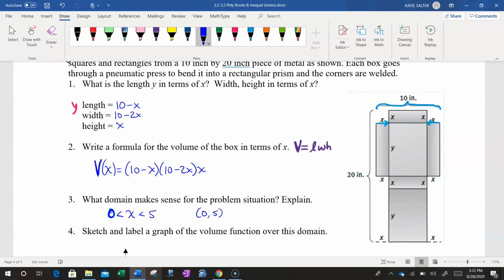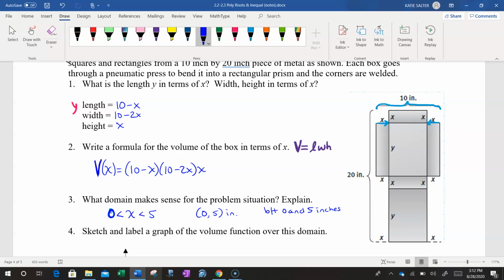So we can say from 0 to 5 inches, or you might want to write it in words, between 0 and 5 inches, but obviously not including either one, because if you actually make it 0, you're going to have no height, and if you make it 5 inches, you're going to cut all the way to the middle, and you're going to have no width.